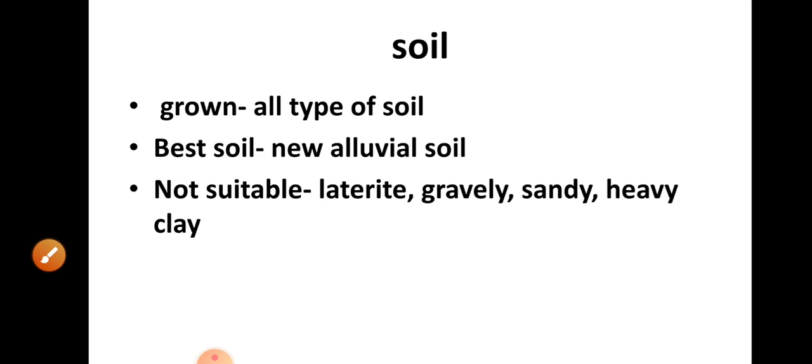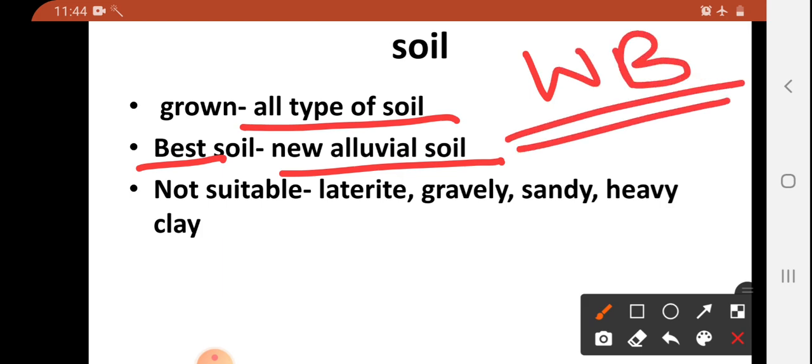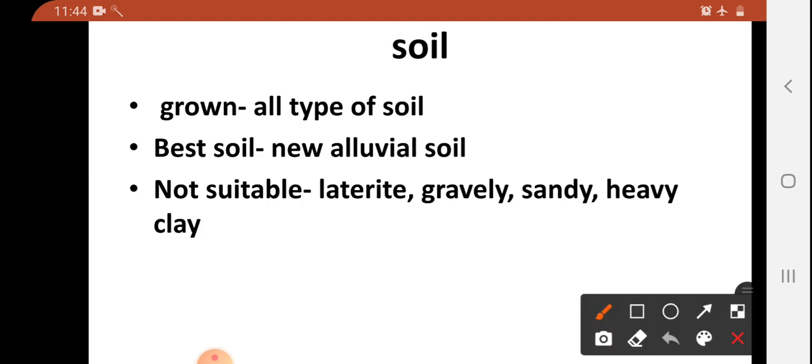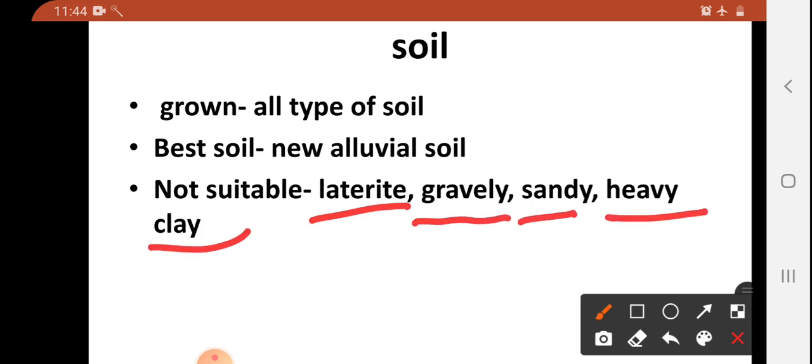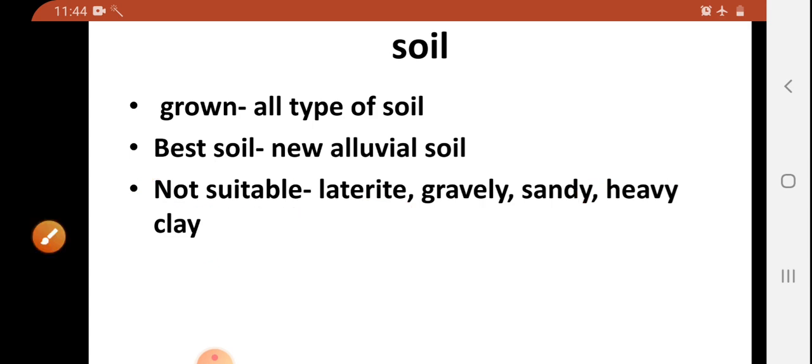Here is the soil requirement of this jute crop. Jute can be grown on all types of soils, but the best soils are new alluvial soils. As this crop is mostly cultivated in the West Bengal region, you can find alluvial type of soil there. So these soils are best for cultivation of this jute crop. Lateritic soil, gravelly soil, sandy soil, and even heavy soil of our region are not suitable for cultivation of this jute crop.